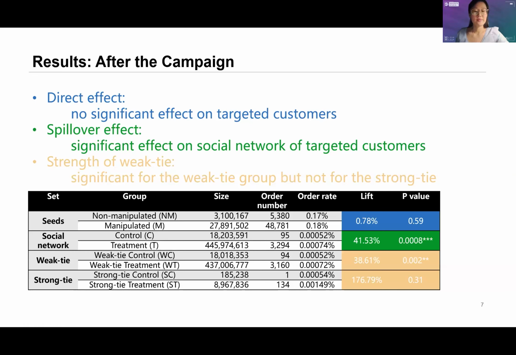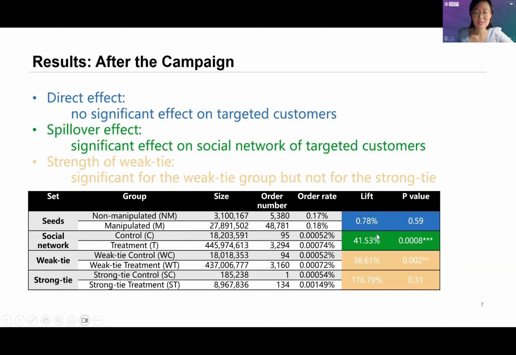After the campaign, there is still no significant difference between M and NM, as blue parts in the table indicate. Remember, the 2 groups are consumers who are targeted by the ads. So the difference between them indicates direct effect of the ad. Therefore, there is no significant direct effect.